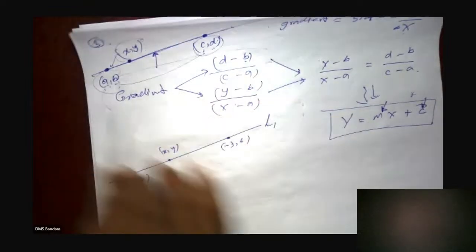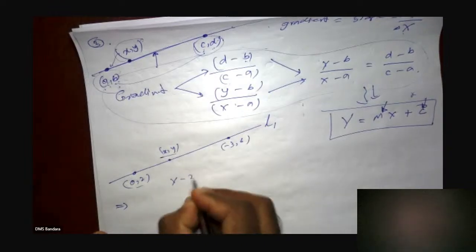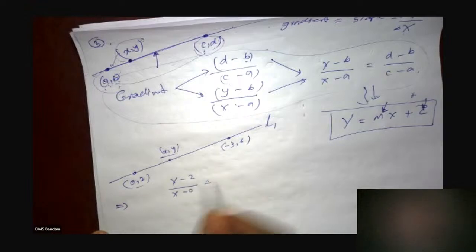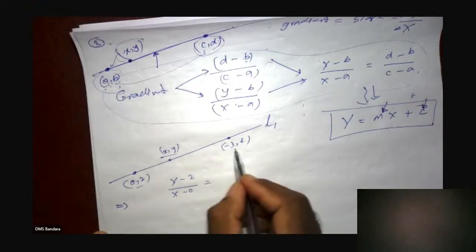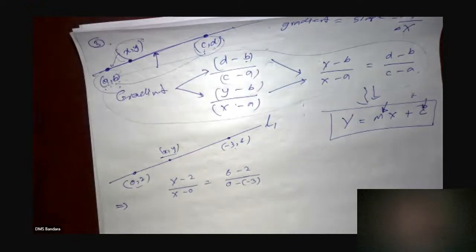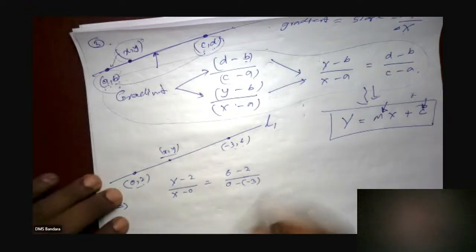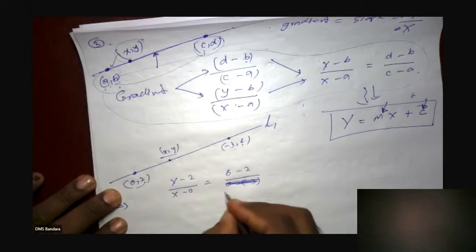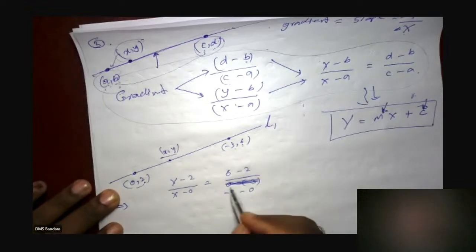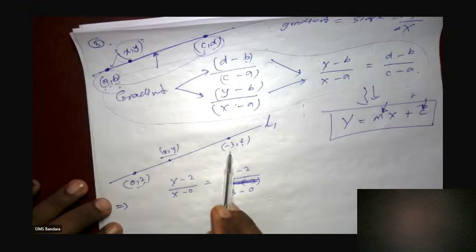So apply this method: gradient from two methods. First, I consider this point and this one. y minus 2 divided by x minus 0 equals the gradient using the known values: 6 minus 2 over minus 3 minus 0. I first wrote 0 minus 3, but that is wrong, right? We should write in the same direction: 6 minus 2, minus 3 minus 0.